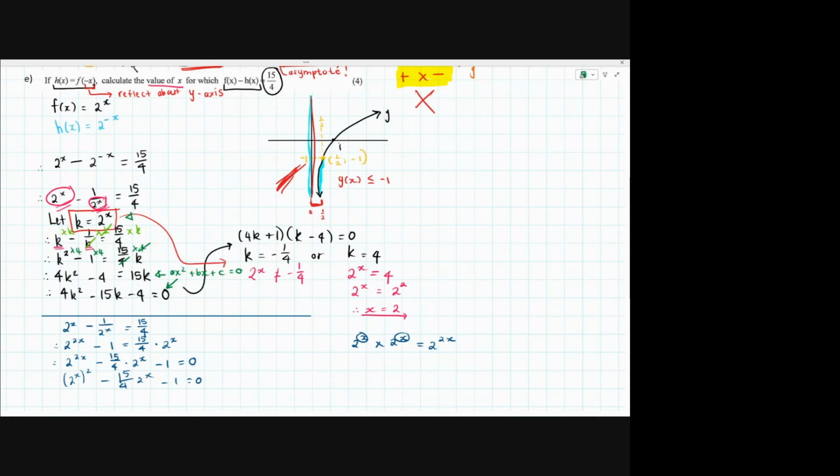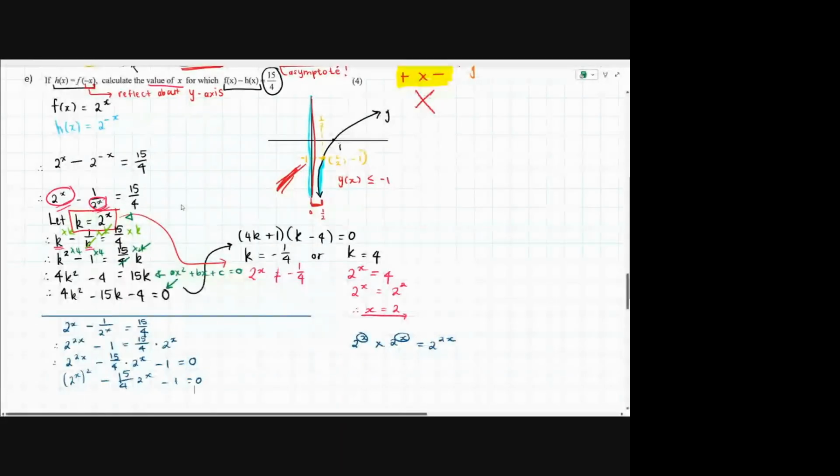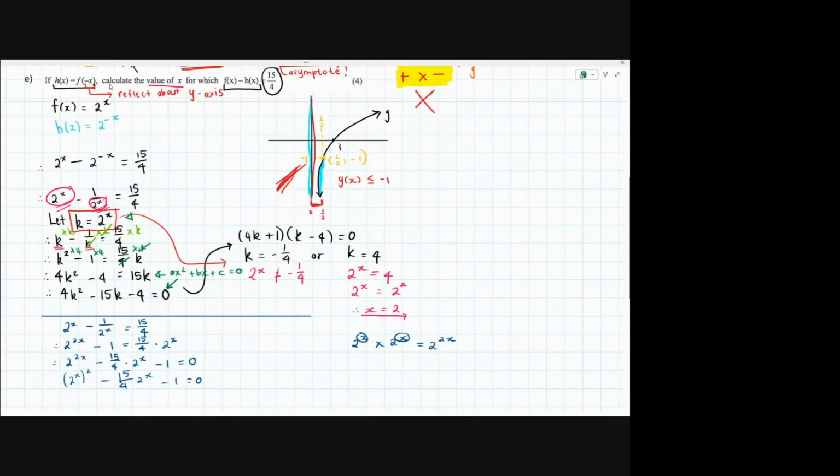Lorato? Ma'am, do you mind explaining how you factorized the trinomial in the 4k plus 1 bracket being the first bracket and the k minus 4? Because for me, when I get a trinomial like that, I immediately go for the quadratic formula. Okay, cool. So do you want me to show you the quadratic formula substitution, or do you want me to show you how I've done it? How you've done it, ma'am.